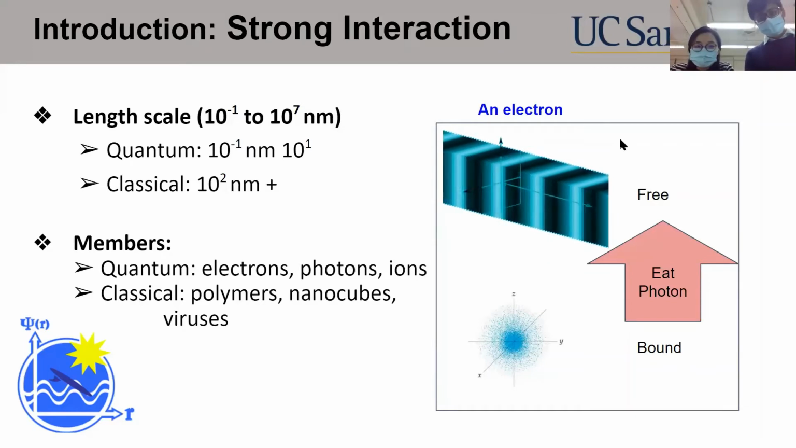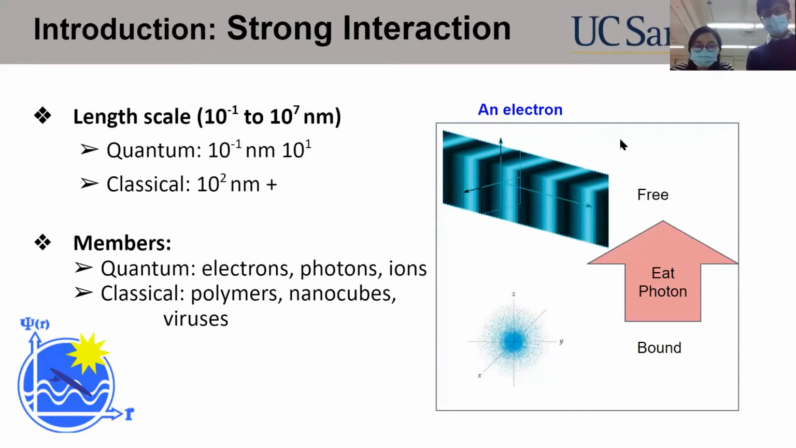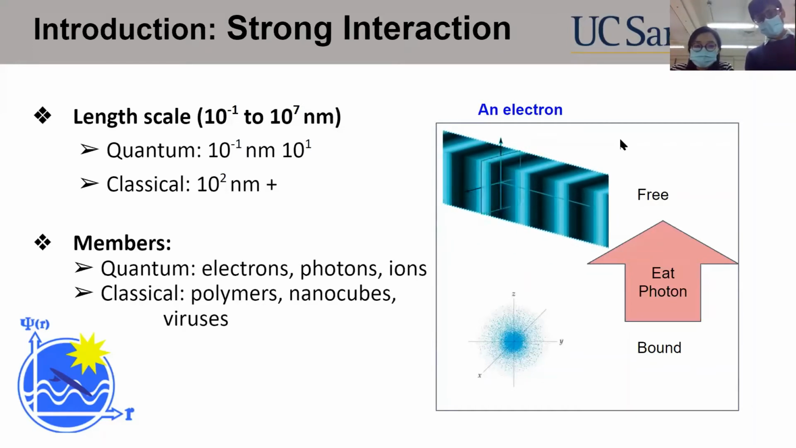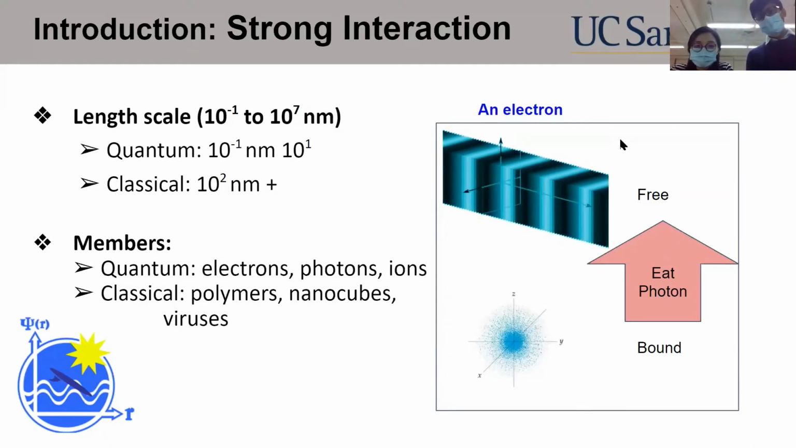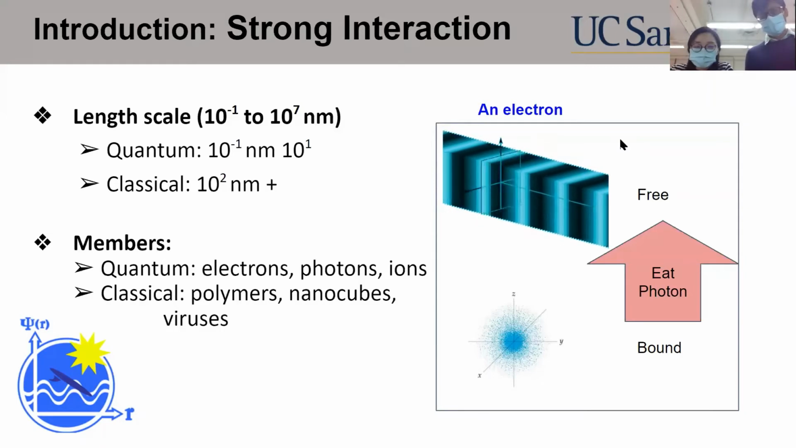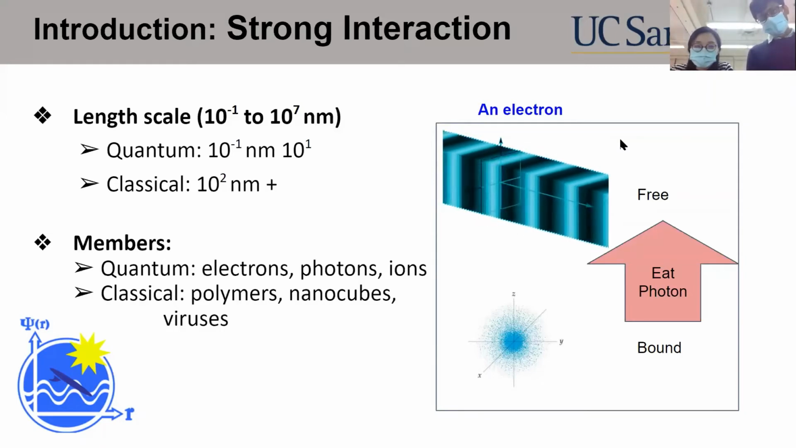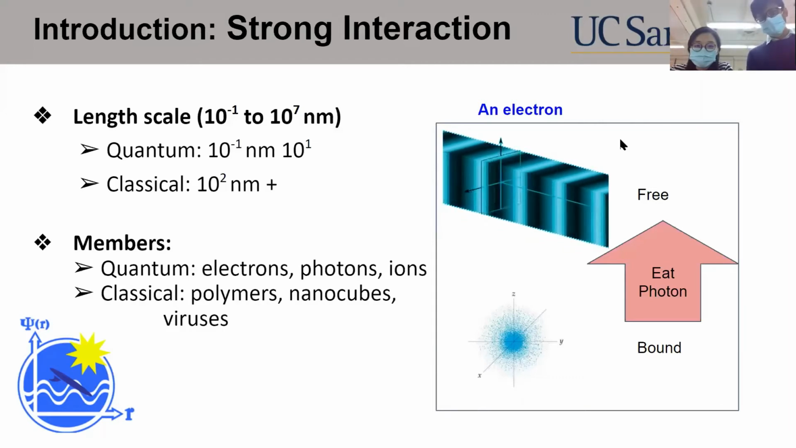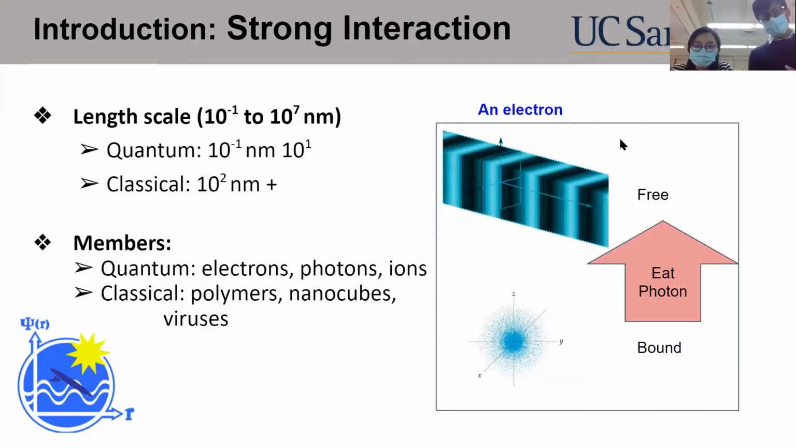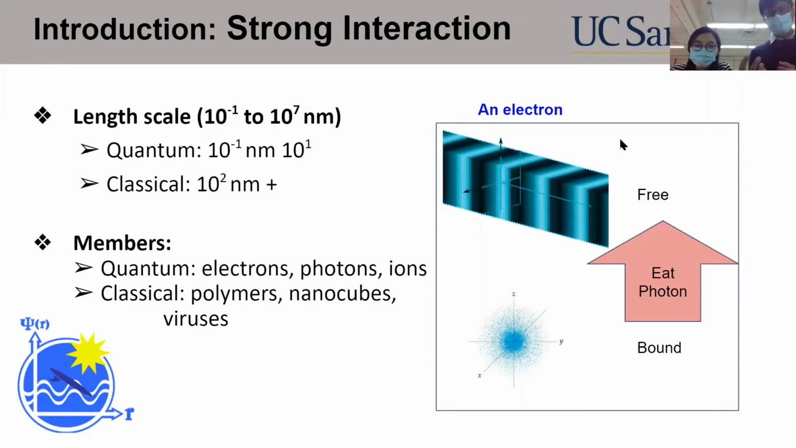But when it is free, it looks exactly like a plane wave. So both of them are actually electron, depending on how much photon it has eaten. So an electron eats photons, so electrons and photons are members, and ions are the ones who bind them, taking photons from them.